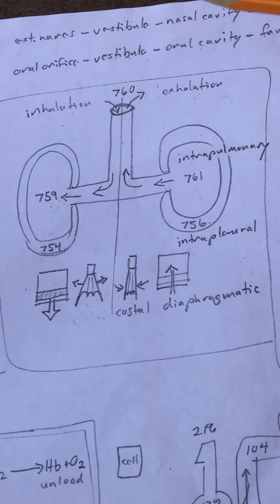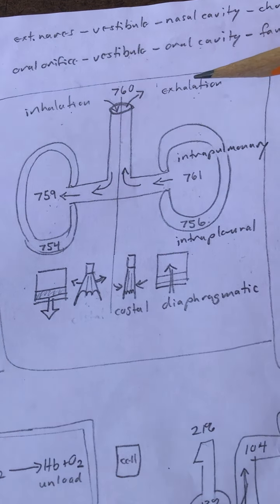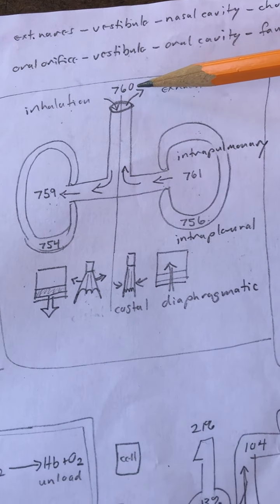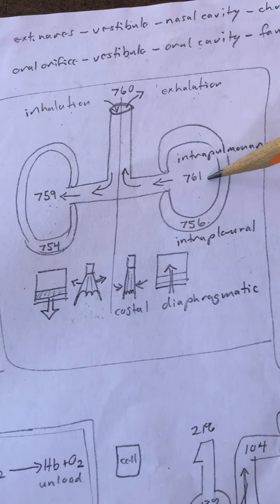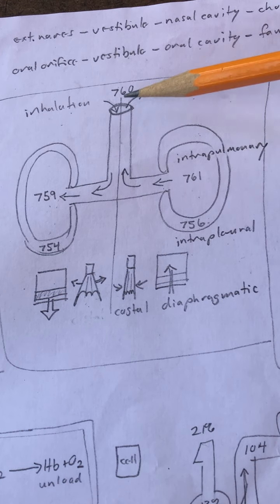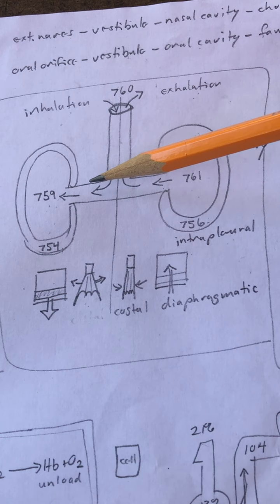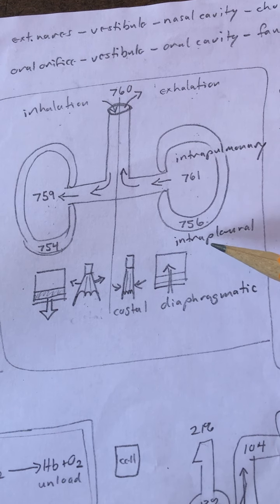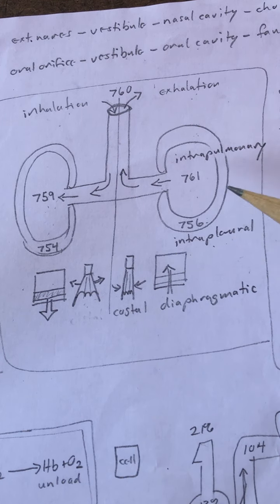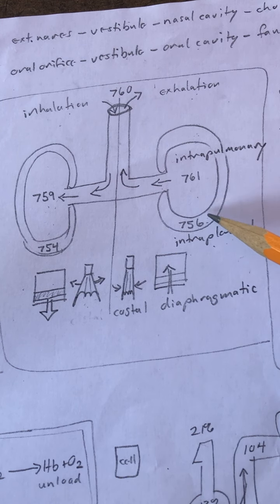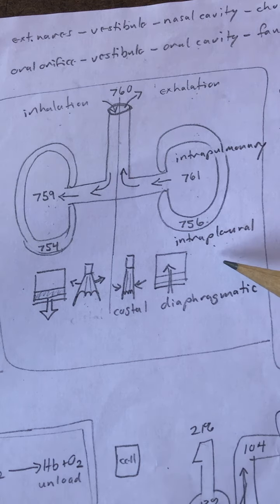Once again, a review when it comes to numbers. These are relative numbers compared to the atmosphere at approximately 760. If the pressure inside the lung is greater, that's exhalation. If the pressure inside the lung is less, that is inhalation. But always remember, the intrapleural pressure will always be lower than the intrapulmonary. This is the thing that allows the lungs to stay inflated even when you exhale.